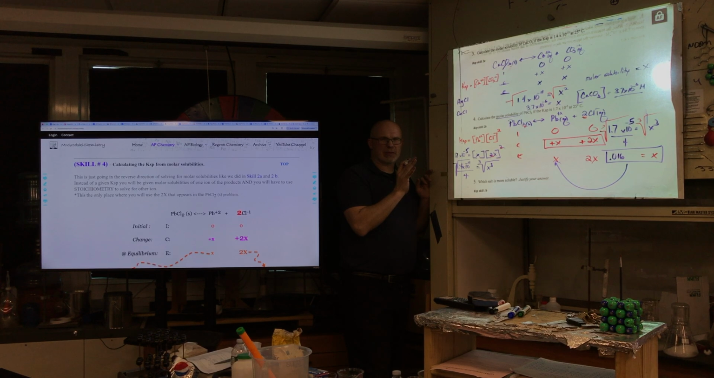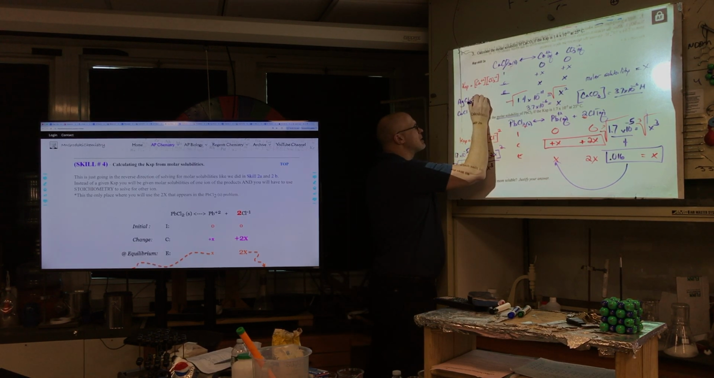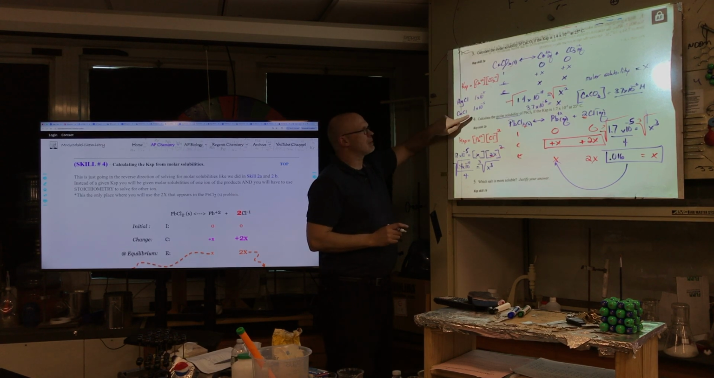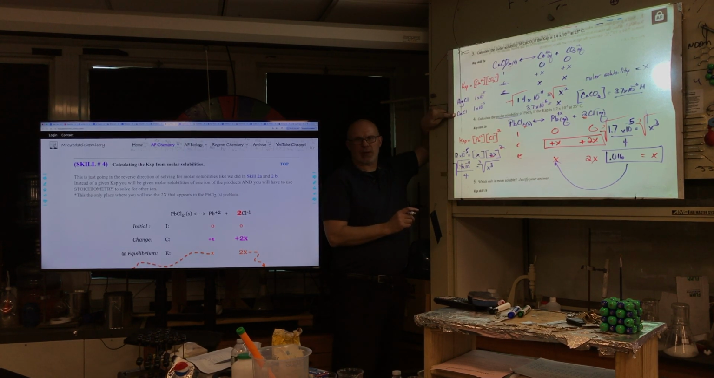Now, just stay with me for a second. I'm making up some numbers. What if the KSP was 1 times 10 to the negative 8? What if this was 1 times 10 to the negative 5? Clearly that's the right answer. That copper chloride is more soluble because it has a bigger K. It favors the products more, correct?